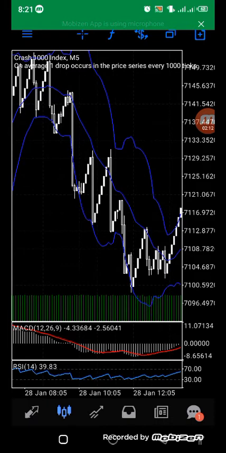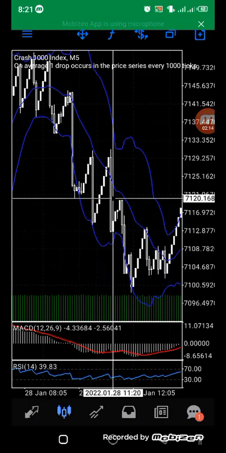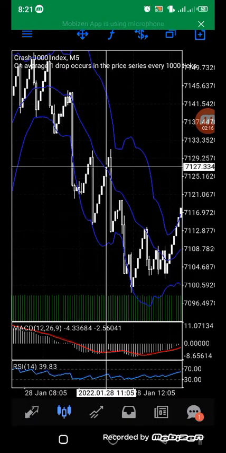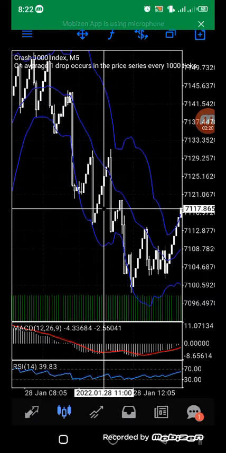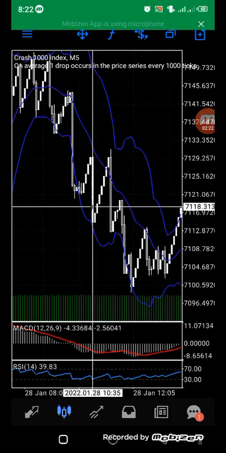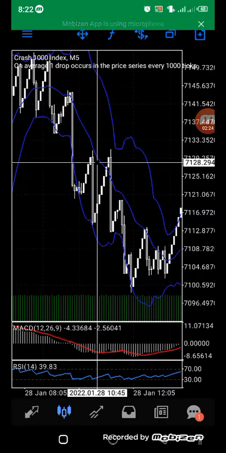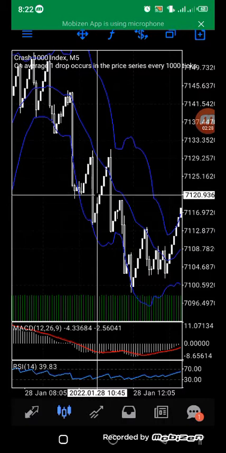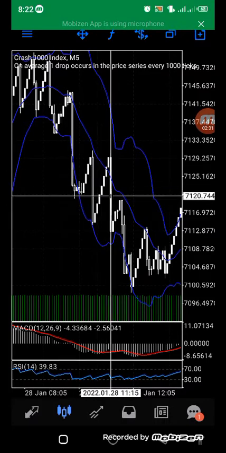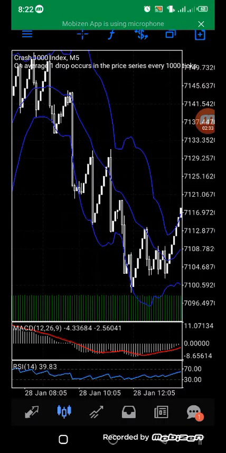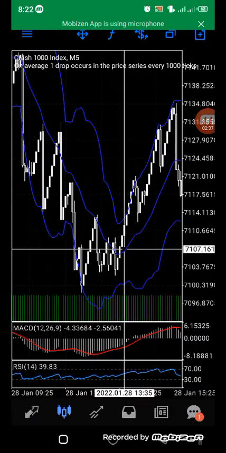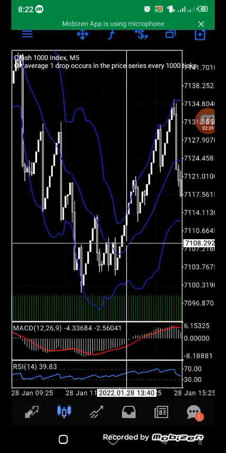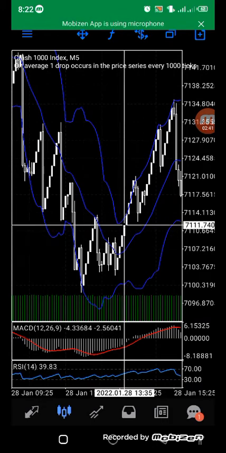Let's go forward. This is a proper cross. This is not that proper, so we don't take this trade because this candle didn't break this. This candle was going on. Looking at the market, you stay out of the market for some time. Okay, so let's come here. This here, oh wow, you take your 5 minutes, you go out.